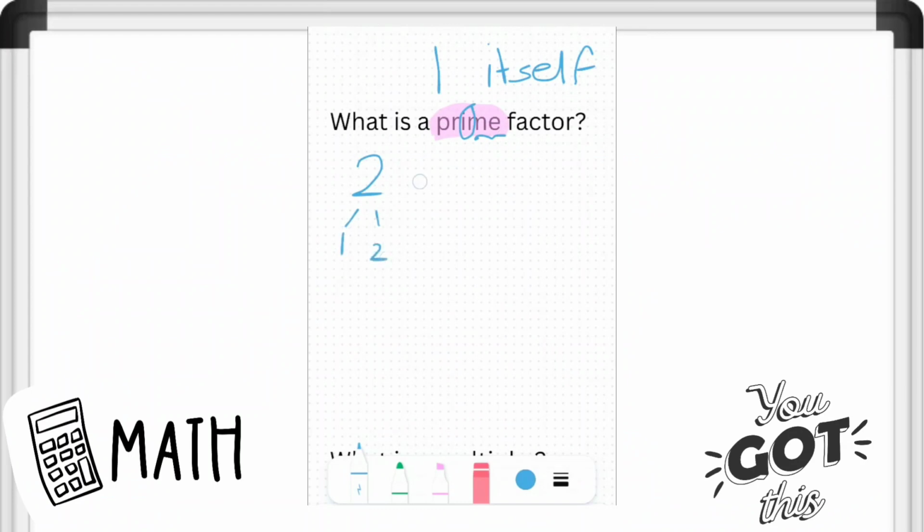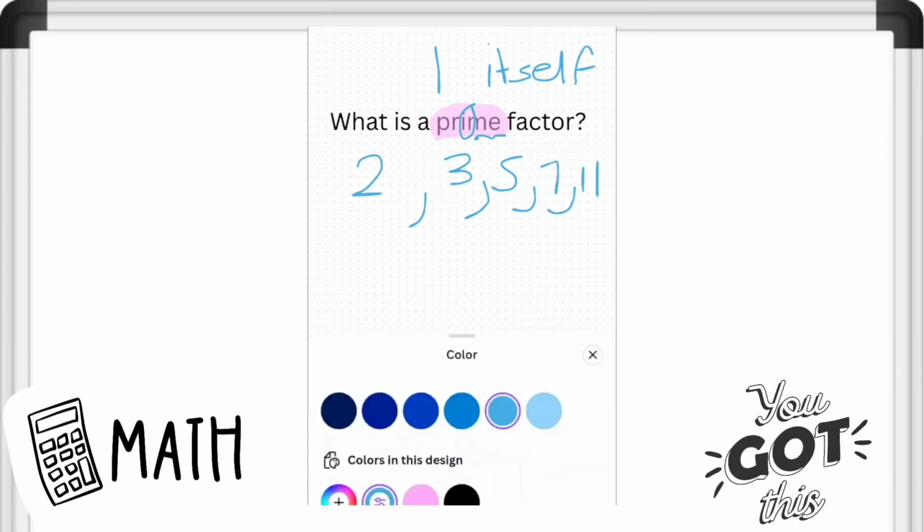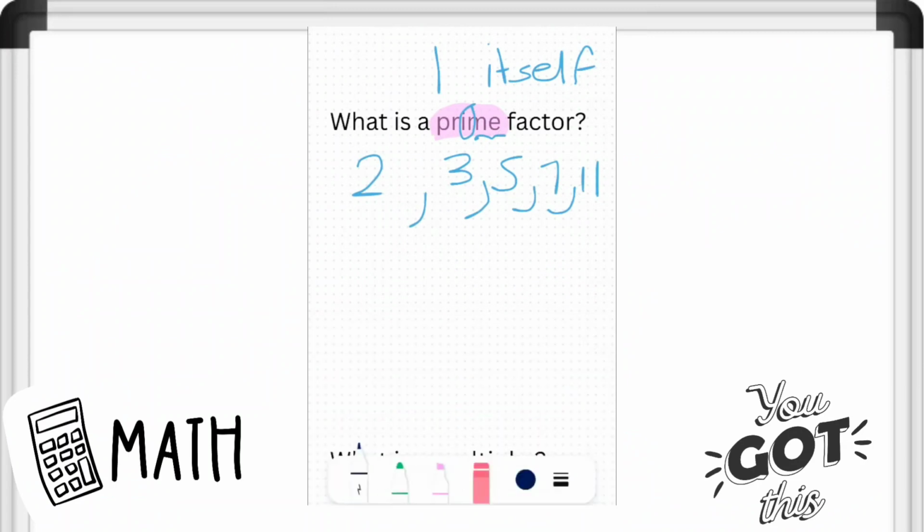For example, if we look at the number 2, it's a prime number because the only two factors it has are 1 and 2. If we look at 3, the factors are 1 and 3, the only numbers that can divide into it without a remainder. If we look at 4, the factors are 1, 2 and 4. So it's got more than just 2 factors, so 4 is not a prime number. Which numbers are? That is 2, 3, 5, 7, 11, and so on. Only numbers that have 2 factors, 1 and itself.